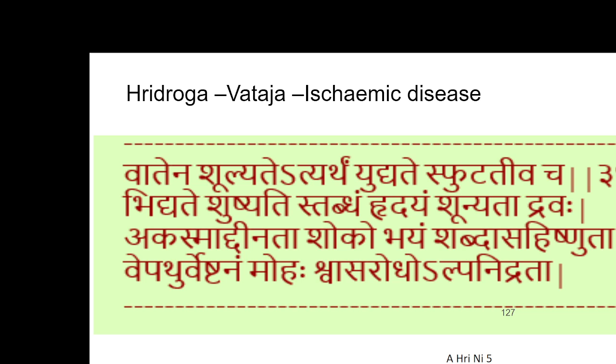The typical presentation of Vataja hridroga is: Vatayana Shulatya Yujyate Sputati Vaja Bhityate Shushati Stambam Hridayam Shunyata Dravaha Akasmat Dhinata Ashoko Bhayam Shabda Asavishnata Vestunam Moha Shwasa Rodho Alpanidrata. In Vataja hridroga there would be different acute types of pain, as if it's rupturing or compressing, or as if the heart has become empty, or palpitation also could be the symptoms.